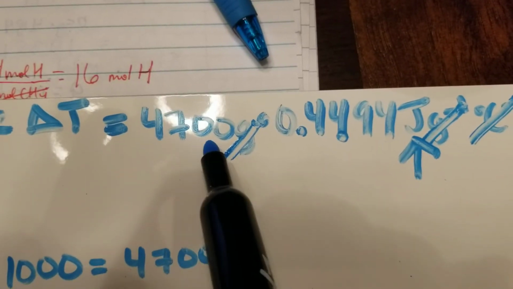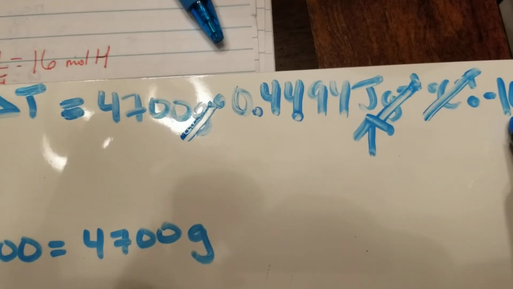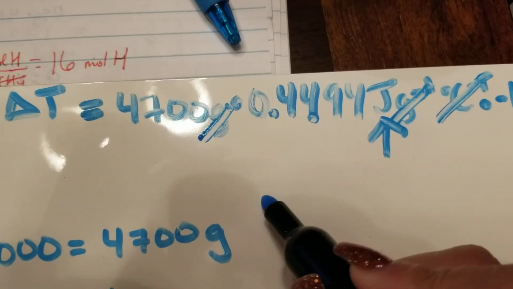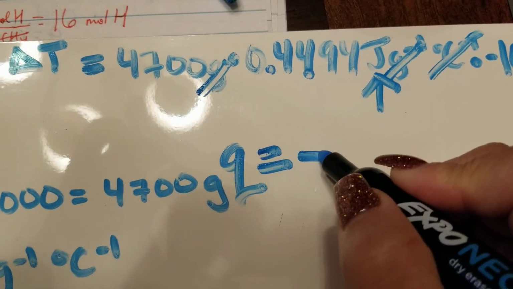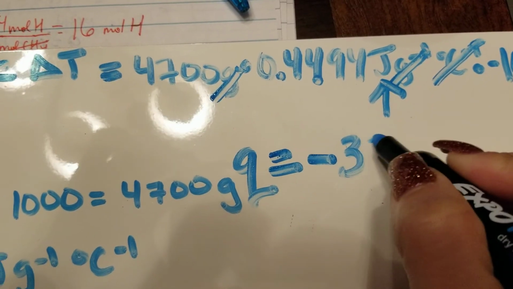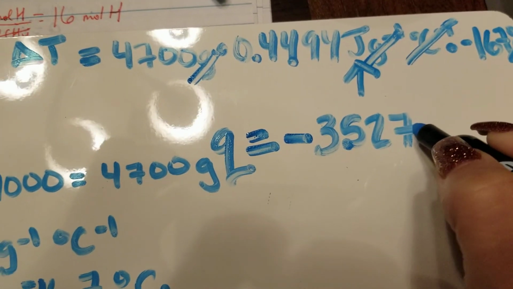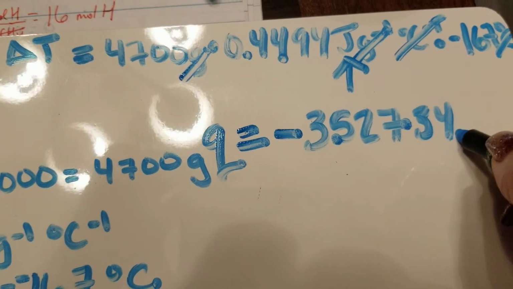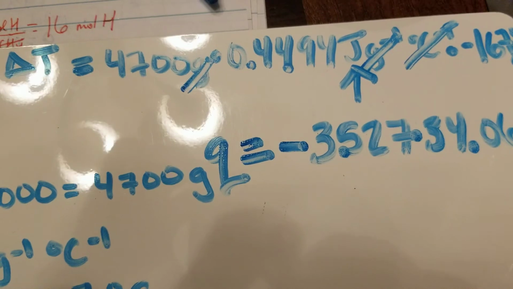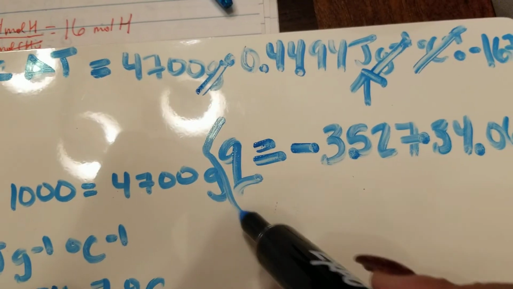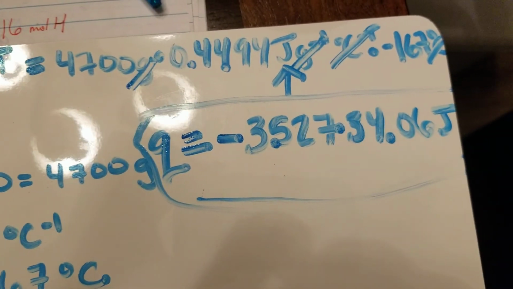Multiply 4,700 times 0.4494 times negative 167. You should end up with Q equals negative 352,734.06 joules, which is exactly what the answer key says. Yes? All right.